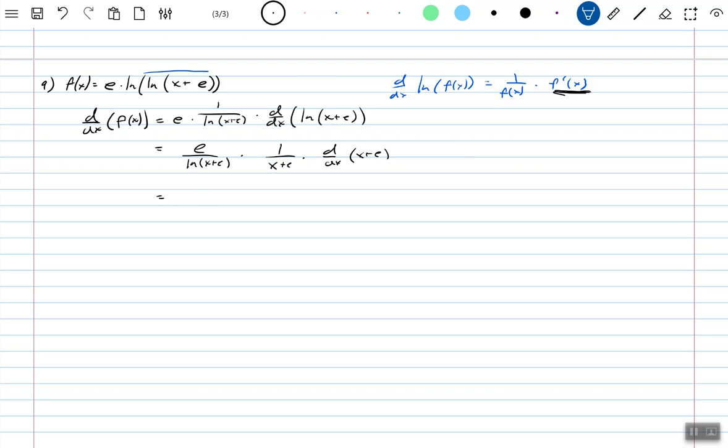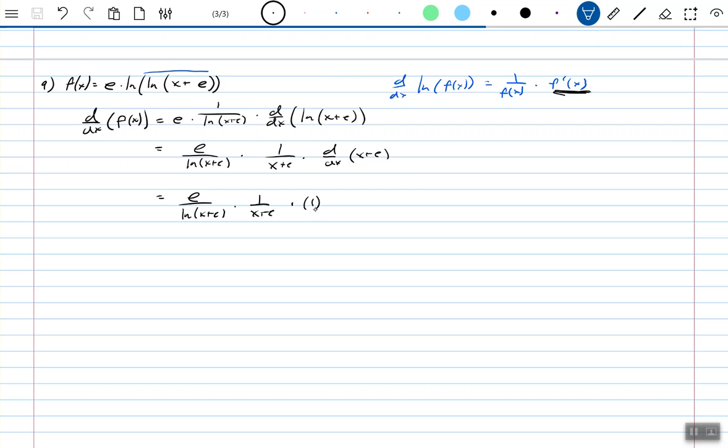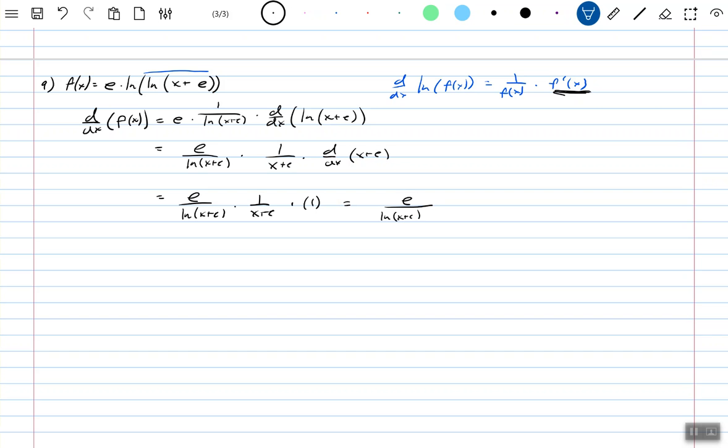Now, we can just go ahead and combine that guy. Now we just have this derivative of x plus e to worry about. Now, what is the derivative of x plus e? Well, the derivative of x is just 1, and the derivative of e is just 0. So this is just times 1. And then we can combine this whole thing to be e divided by the natural log of x plus e times x plus e. And that is the derivative of e times the natural log of x plus e.